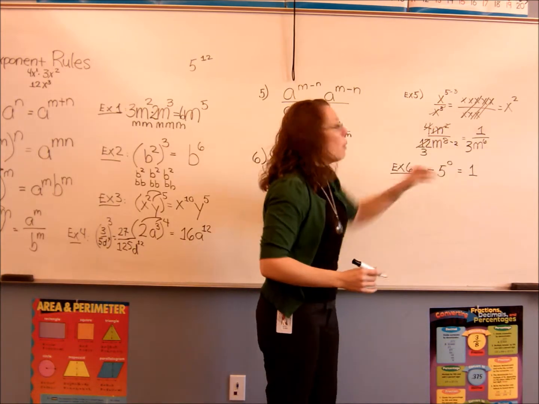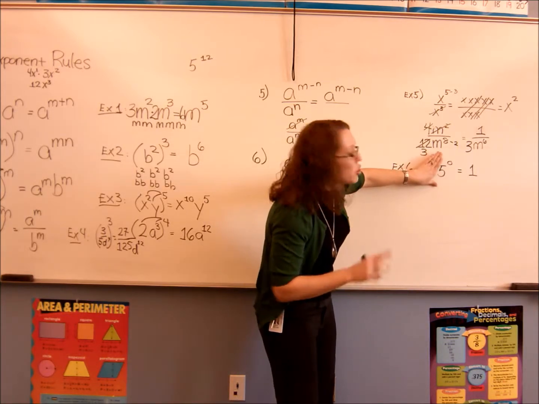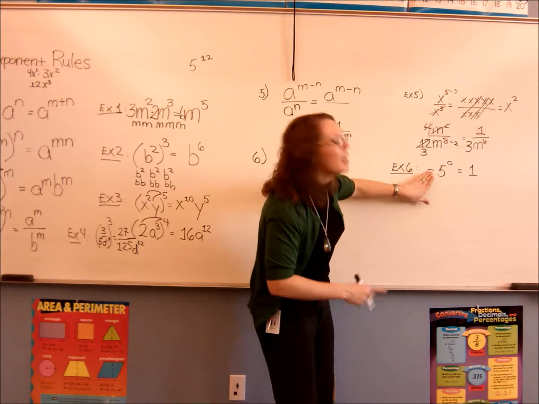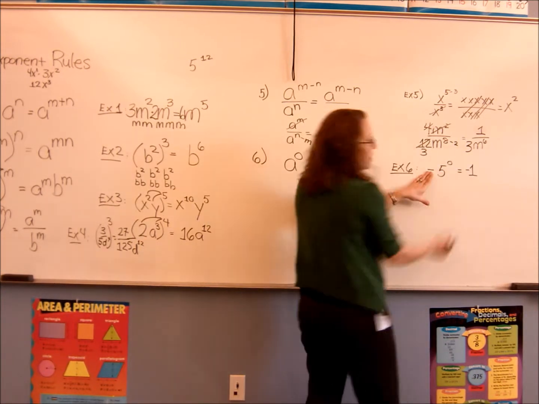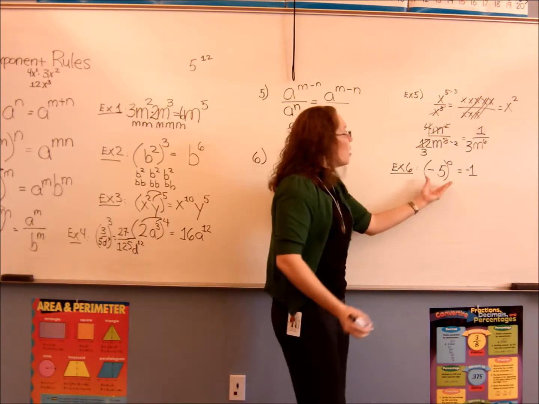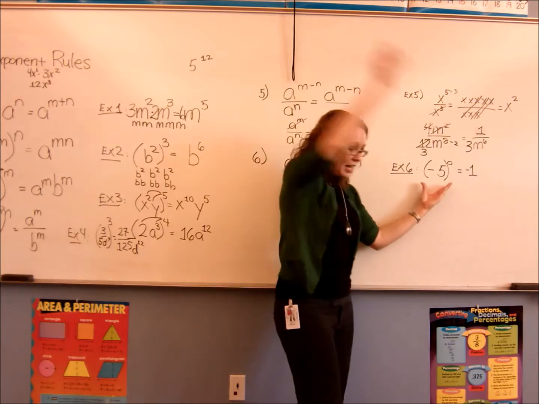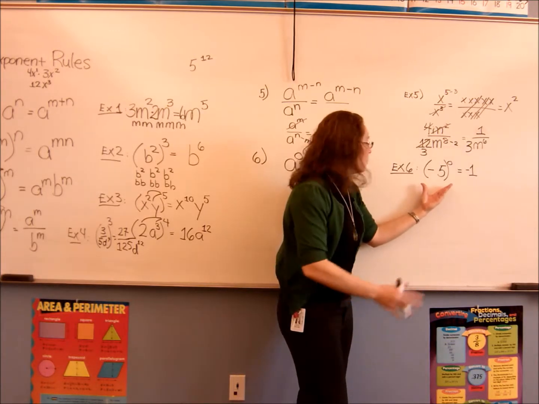Now, look carefully. I'm saying opposite of 5 to the 0th. I just changed the problem a little bit. What is it attached to? Still just the 5. So it's negative 1. Excellent. Now I'm going to change it again. I'm going to put parentheses this time. What is the 0 attached to? The -5. It's attached to everything.